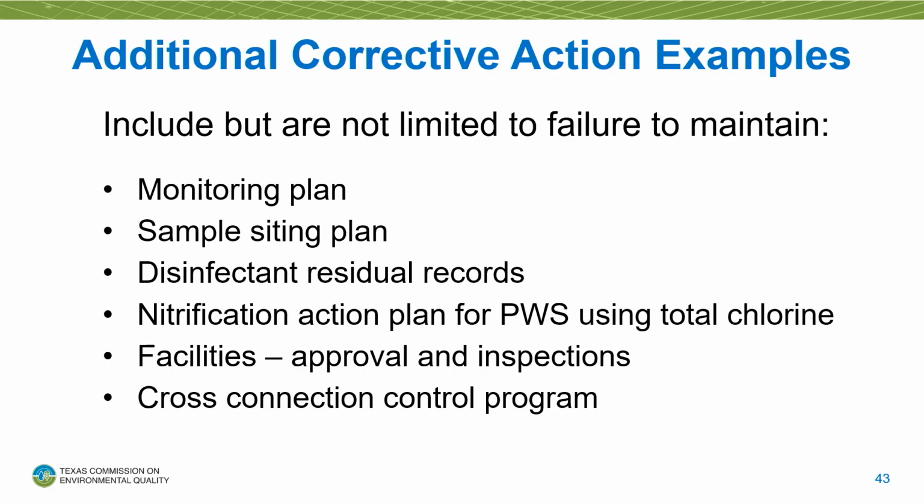Other items you may see are for tank inspections, for example, not maintaining tank inspections or not performing tank inspections at the appropriate frequency. You may also see items for facility approvals, such as an unapproved well that has been identified during the review process. And you may also see an item about operating records, for example, not keeping maintenance and repair records.